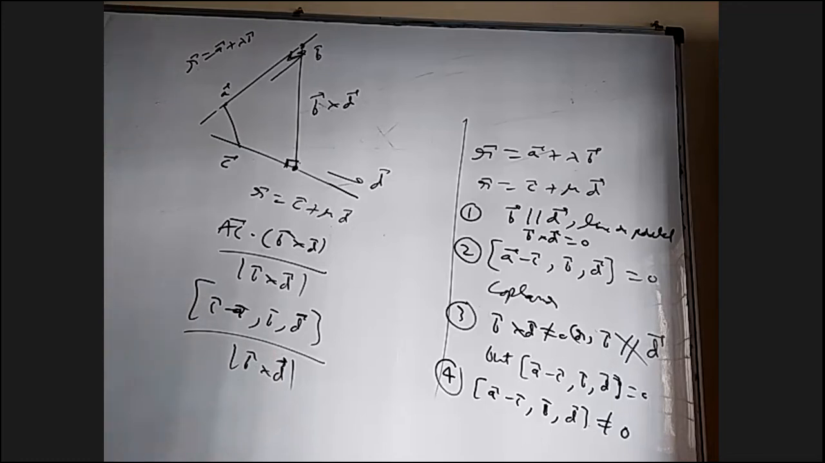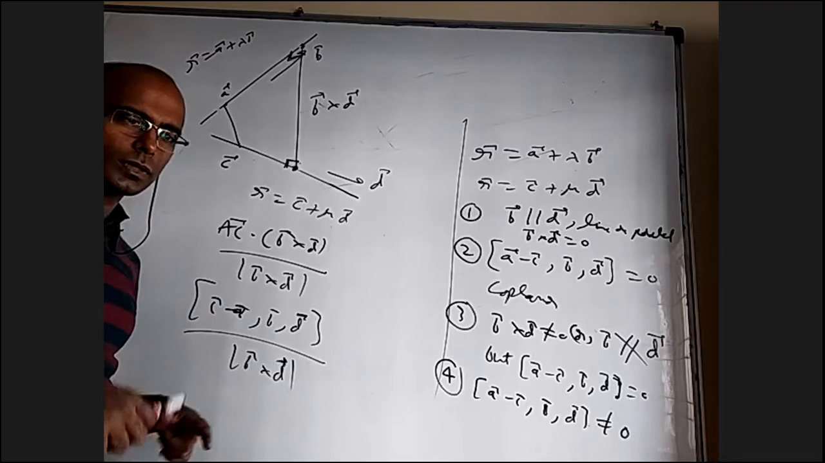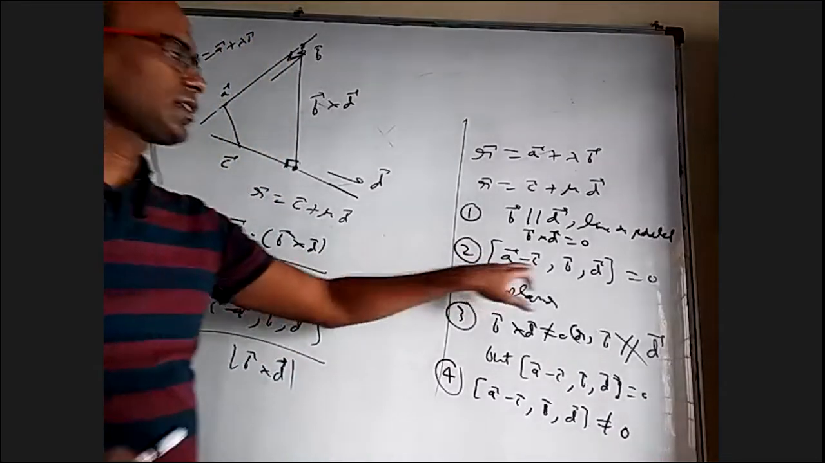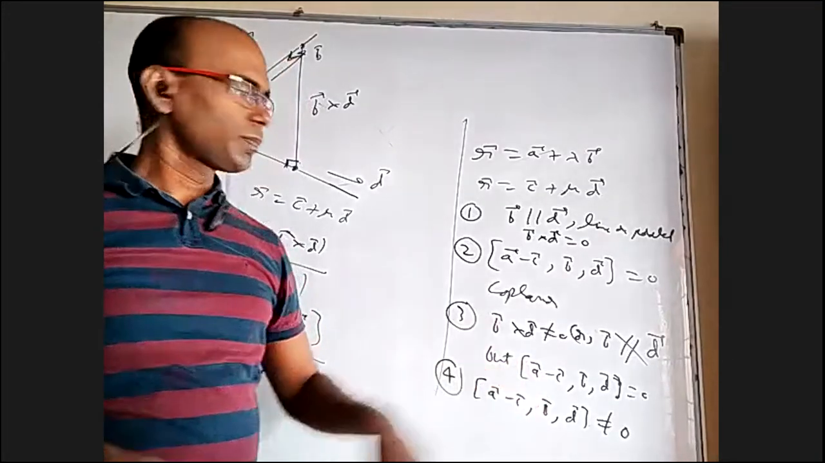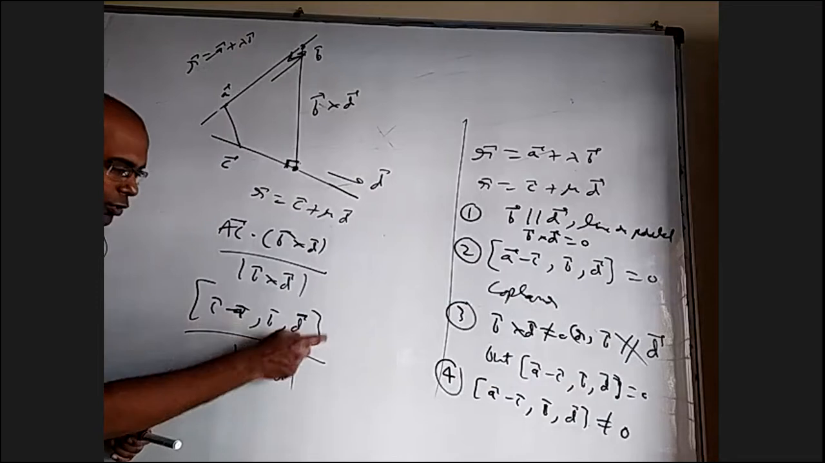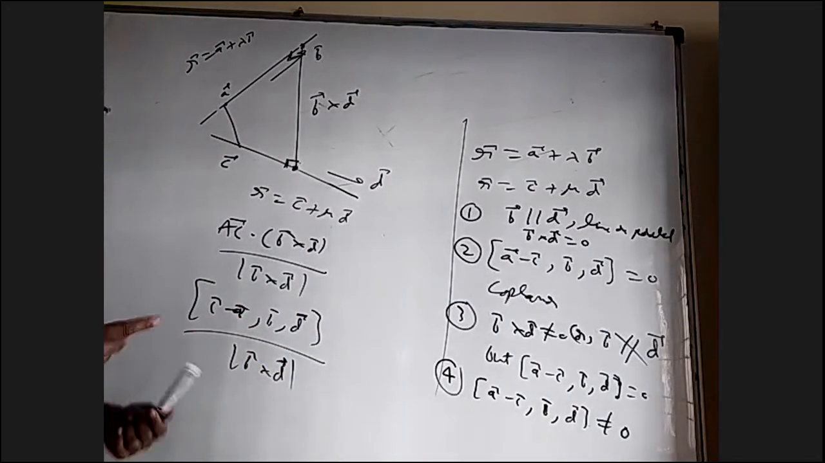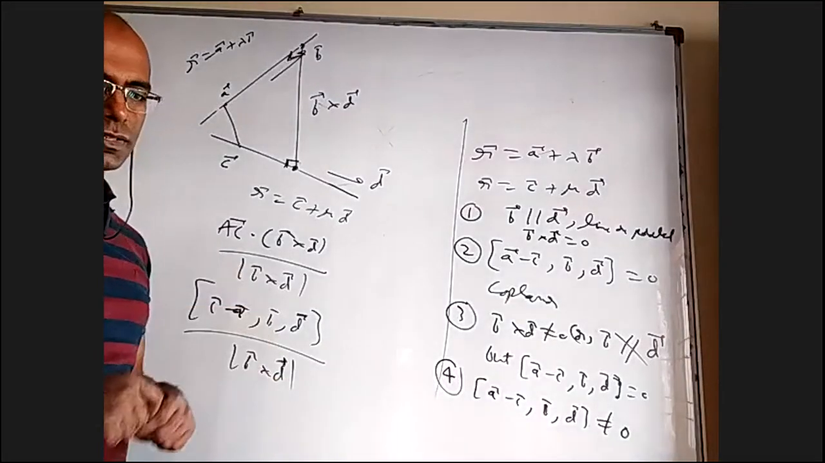Let us say the shortest distance came 0. What does it mean? They are not skew lines, they're intersecting lines. That is exactly where coplanar or intersecting lines come into the picture. Of course, B cross D should not be 0. Why? If B and D are parallel, not only is the numerator 0, even the denominator will be 0. It will be a 0 by 0 form, it will not be defined. So one should not say the shortest distance is 0 for parallel lines. It will be meaningless.